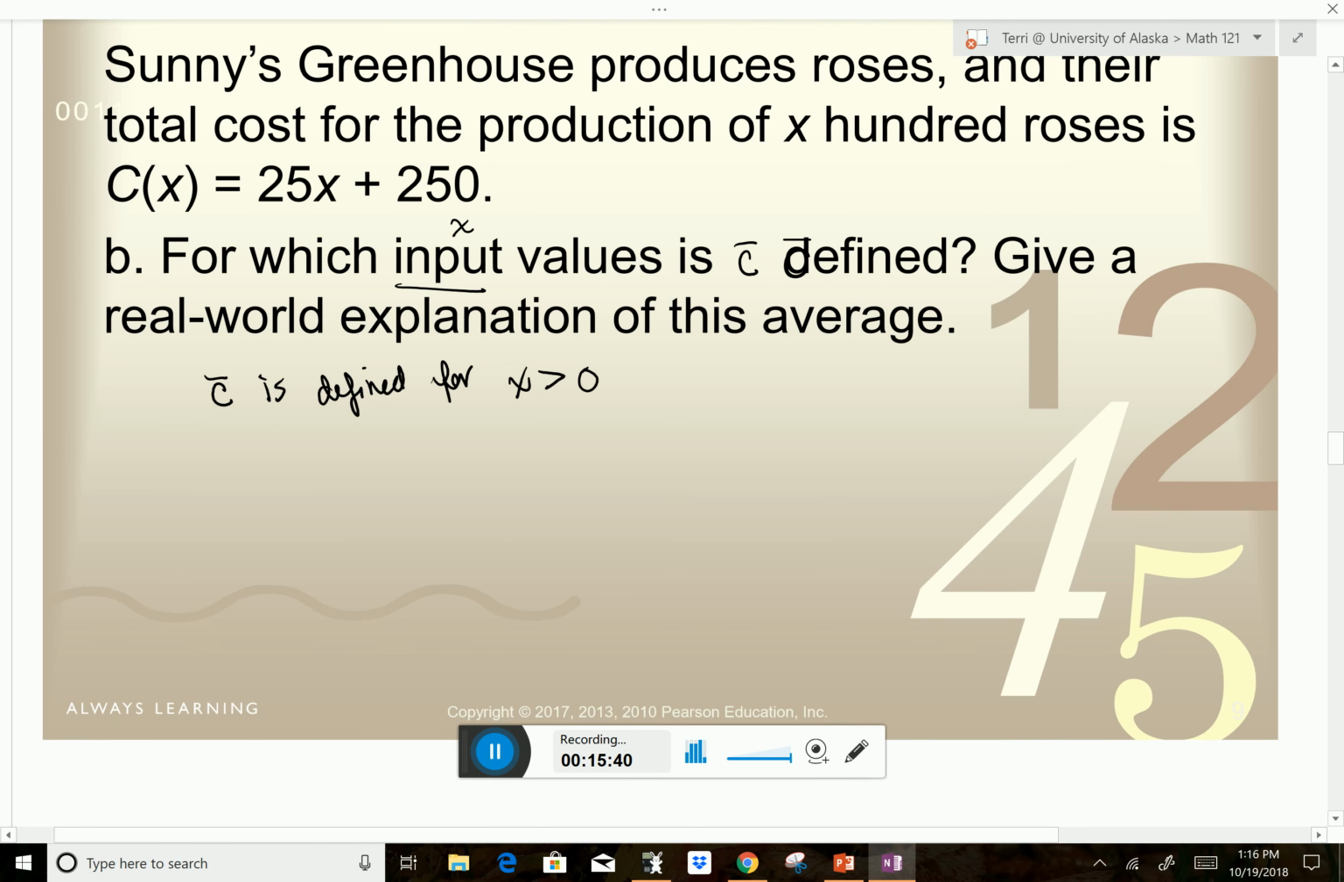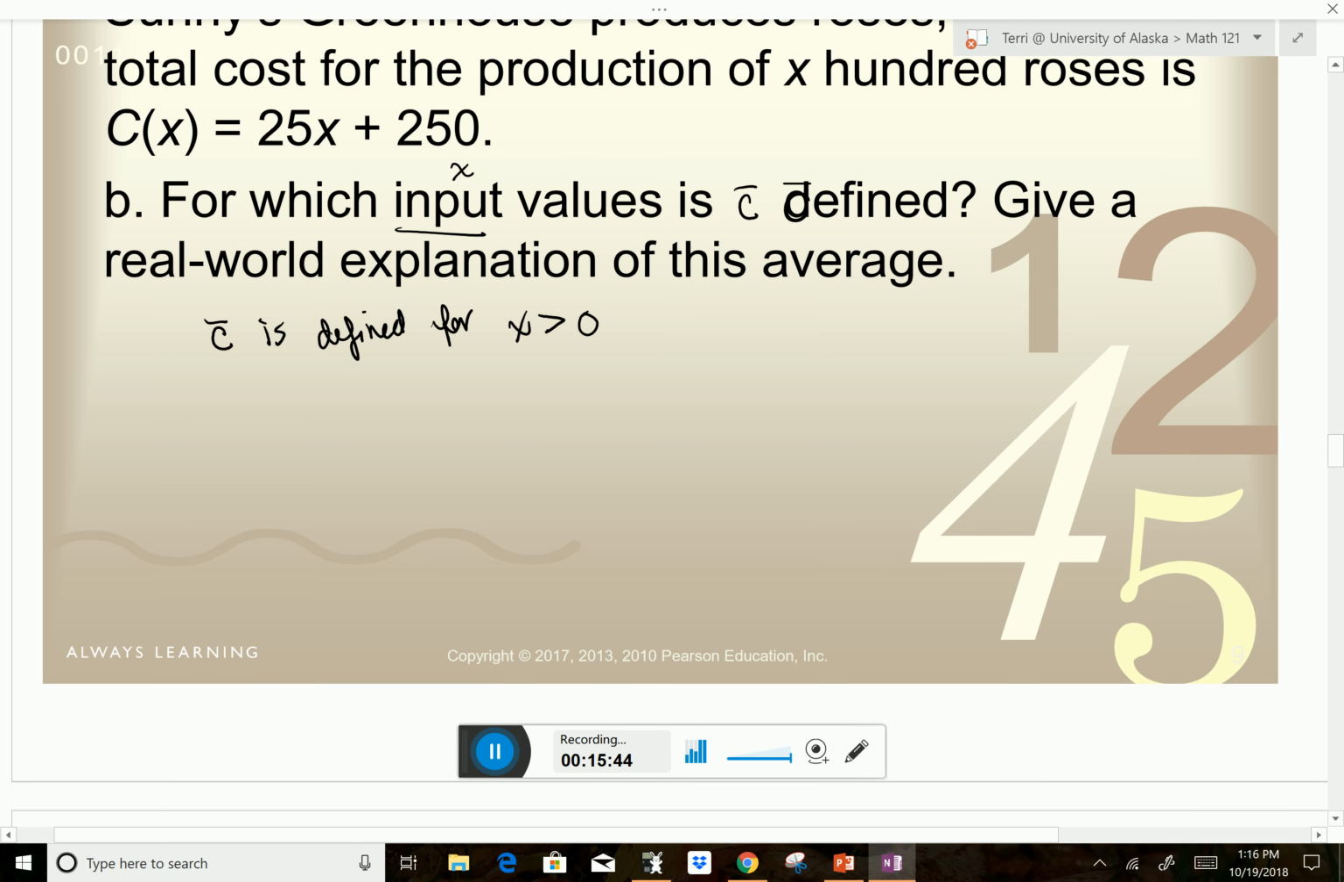So the real world explanation for the average is, this is the average cost of producing x hundred roses. So that's basically what it is. It's the average cost, not the cost.